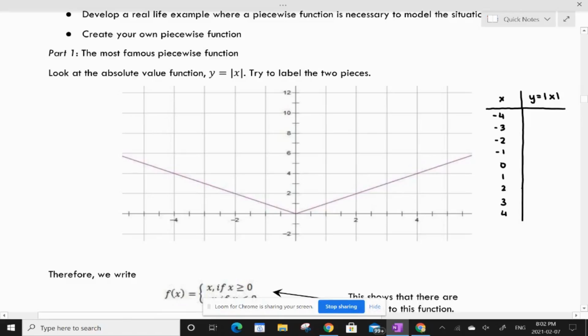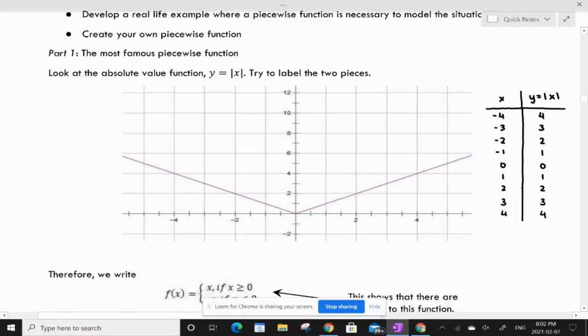In this case, let's say my x value was -4. If I plug it into my absolute value, that's going to spit me out something positive. Same thing with -3, -2, and -1. And then the absolute value of 0 is just going to give me 0. If I do the absolute value of a positive number, it's just going to give the same number. So it's going to give me 1, 2, 3, and then 4.